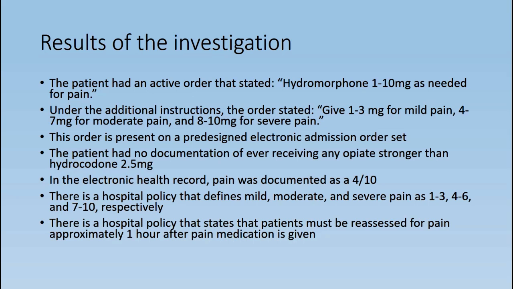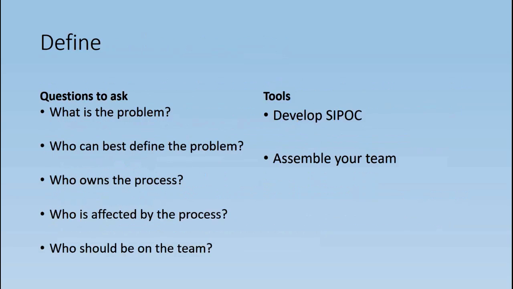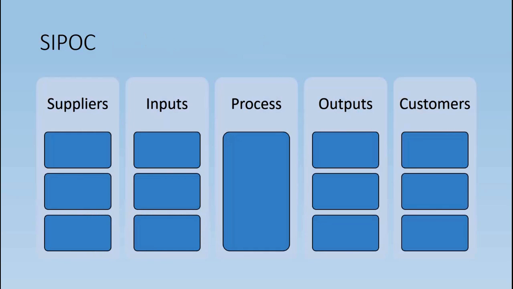Okay, so in this case, what would be an input to how you order pain meds? In this case. What was that? Yeah, the order set, right? So there's order sets that can be selected as an input. Okay? Who supplies those order sets?